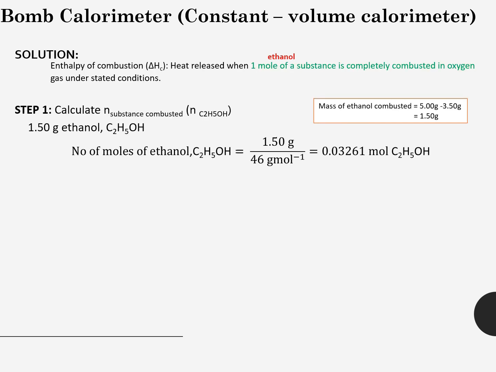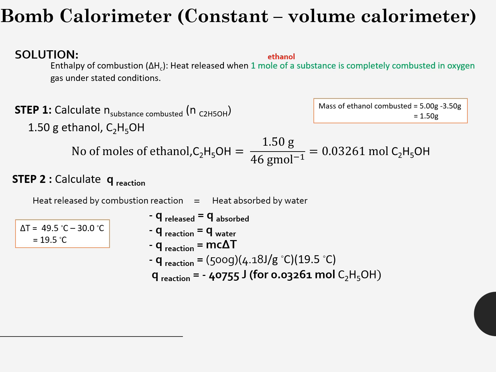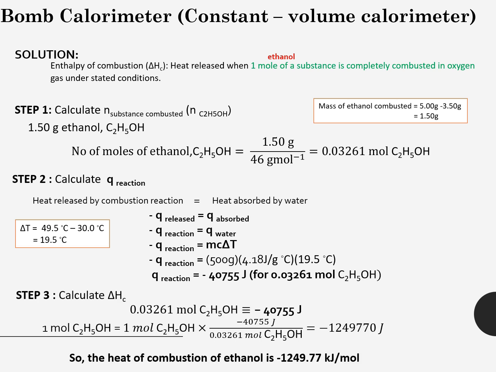In this question, ethanol is the substance that is being combusted. So step number 1, we calculate the number of moles of ethanol first. Then we calculate the Q reaction. So in case number 3, the surrounding is just water as assumed in the question. That's why in the Q reaction equation, only the water term appears in the equation. Then step number 3, to calculate the enthalpy change of combustion of ethanol, first we equate the 0.03261 moles of ethanol we calculated in step number 1 to the Q reaction that we determined in step number 2. Then we calculate the amount of heat released when 1 mole of ethanol is being combusted, and that amount of heat is equivalent to the enthalpy of combustion of ethanol.